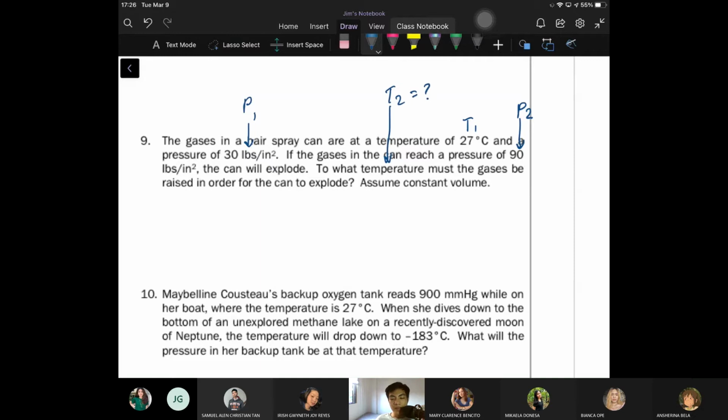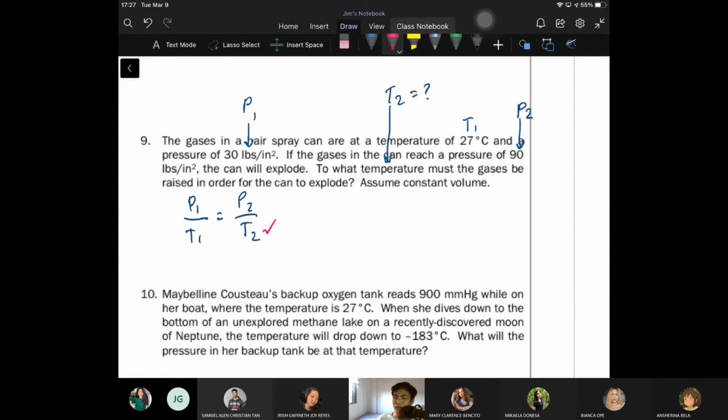Okay? So, ang sabi dyan, again, ang initial temp mo, 27, initial pressure, 30. Pag i-increase ko yung pressure sa 90, ano yung corresponding temperature? So, anong equation kailangan natin dito? The equation needed is P1 over T1 equals P2 over T2. Gay-Lussac equation. So, let us solve for T2. Ito yung hinahanap, si T2.